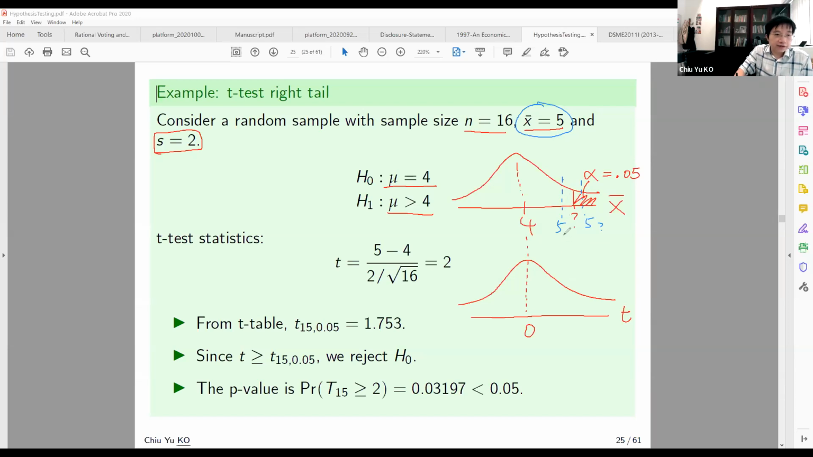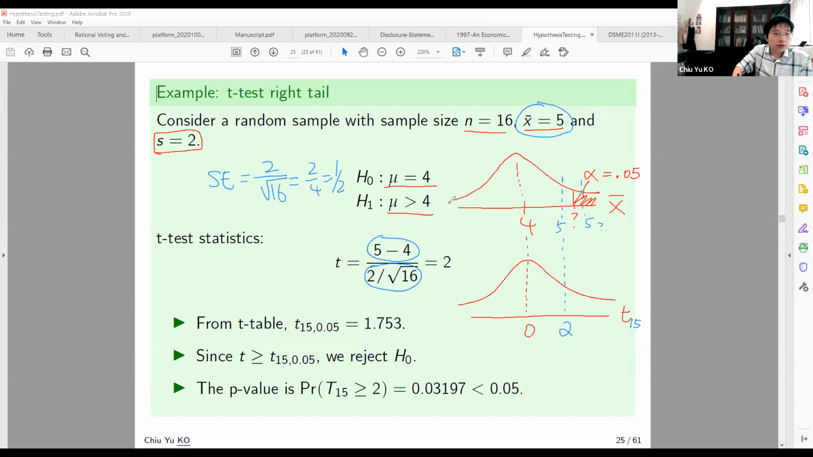And look at 5, go to the t space: x minus 1 over the standard error. Because the standard error is 2 over root 16, so it's 2 over 4, which is 1/2. That's what we have. And this turned out to be 2, so I should have 15.